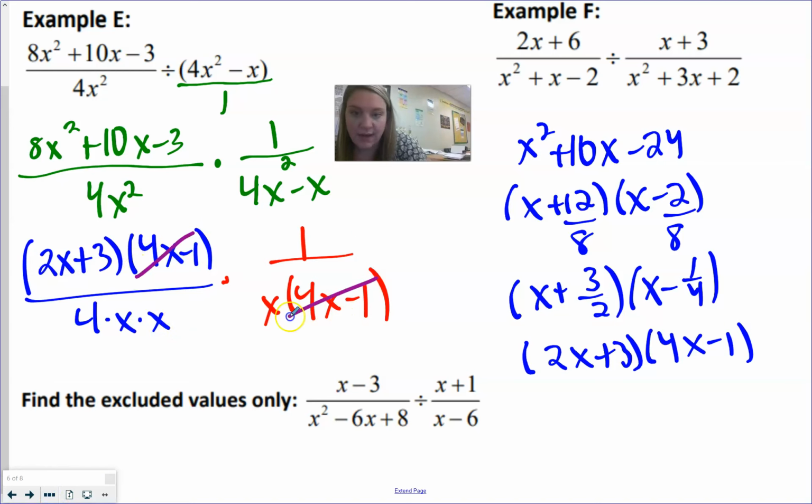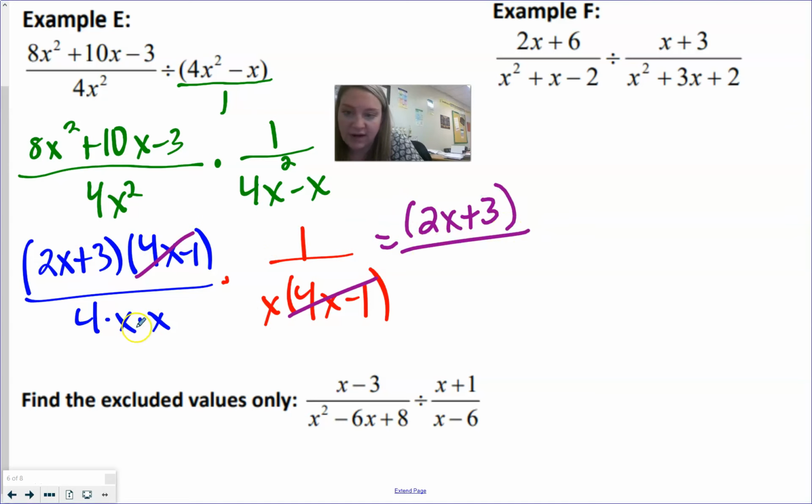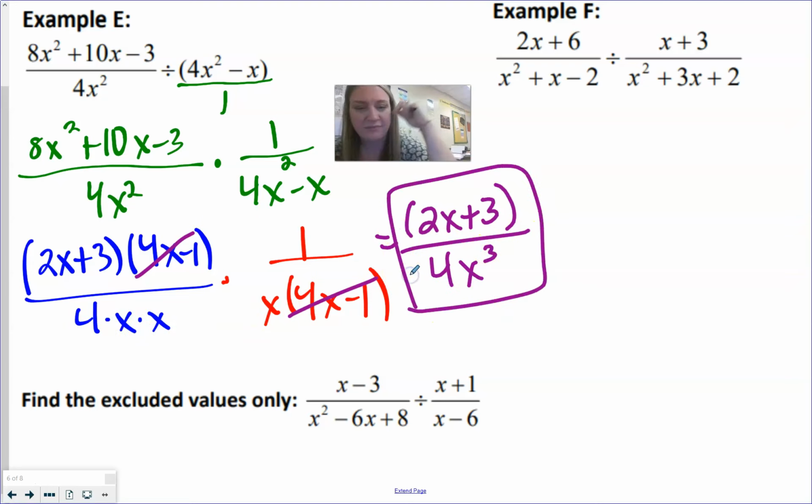One on top, one on bottom. They do cancel out. I mean, I have an x here and I have an x here, but they're both on the bottom, so I can't cancel those out. Okay, so let me get rid of this. This is going to simplify. So on the top, I just have a 2x plus 3. And on the bottom, I have 4x cubed. So that's really all I could do there.